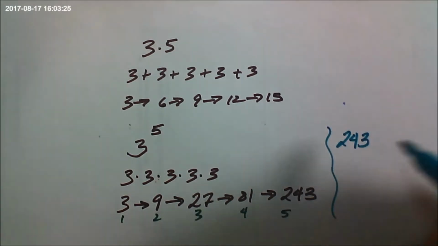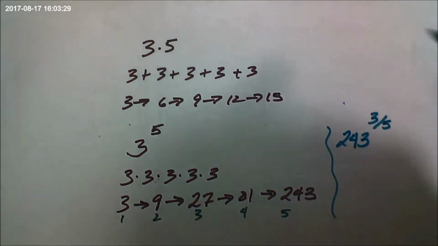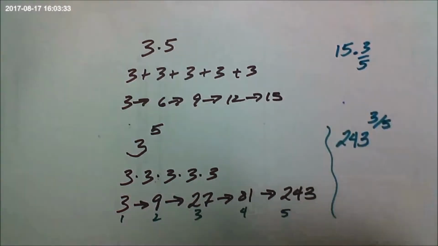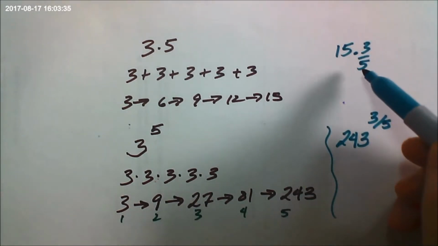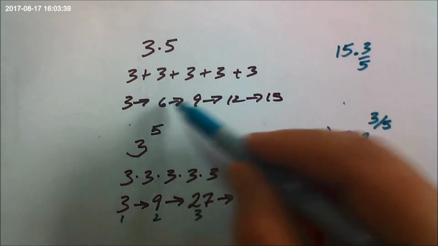243, right, to the, say, 3/5 power. Well, do you remember how 15 times 3/5 was asking what number being added with itself 5 times equals 15, and what's the third step? 1, 2, 3 would be 9.